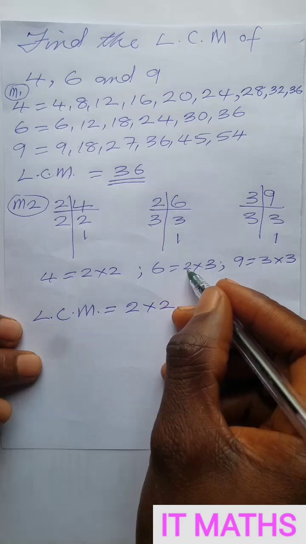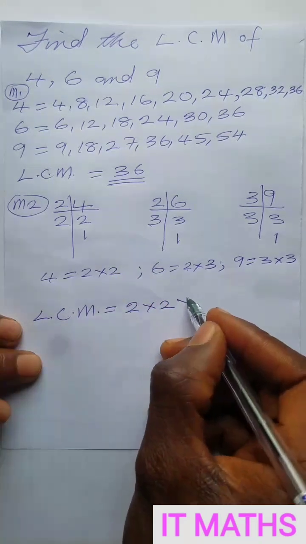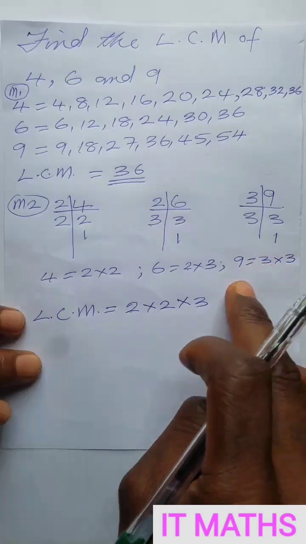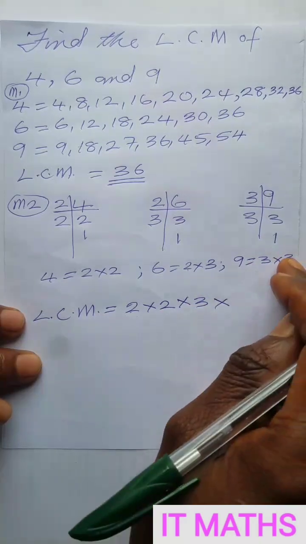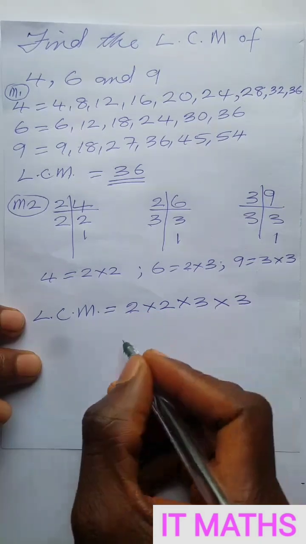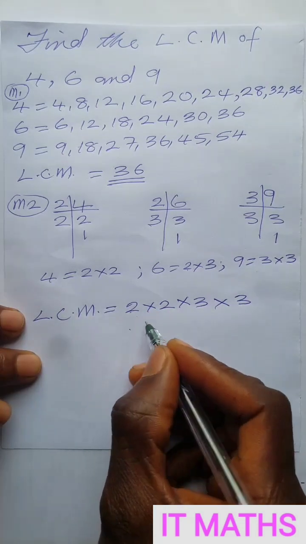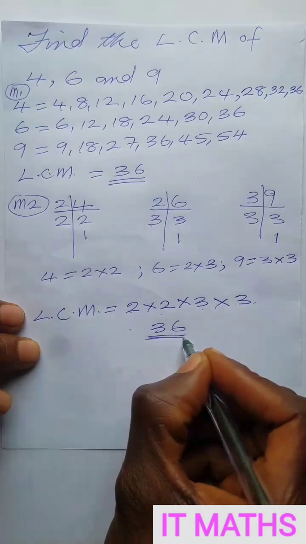We come over here, there is already a 2 here, we don't pick it anymore, but we don't have a 3, so we pick 3. We come over here, there's already a 3 here, we don't pick it anymore, but there is a second 3 that we don't have, so we pick it. So our answer becomes 2 times 2 times 3 times 3, which is again 36.